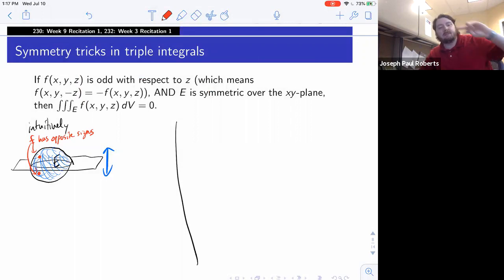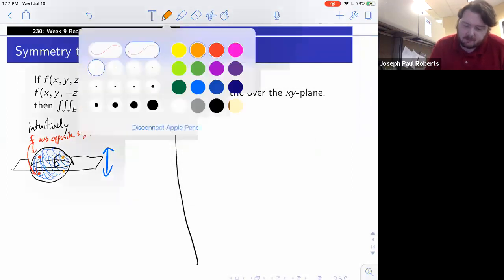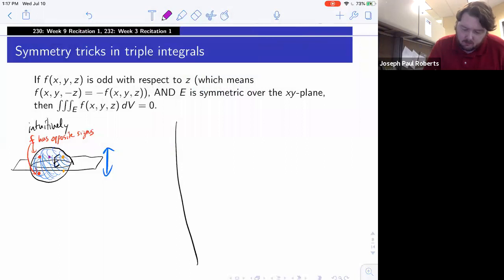So if f has opposite signs there, when you add up those 2 points, it cancels itself out. And then these 2 points cancel each other out. So the fact that you have the odd symmetry in your integrand tells you that anytime you do something like this, they cancel each other out.